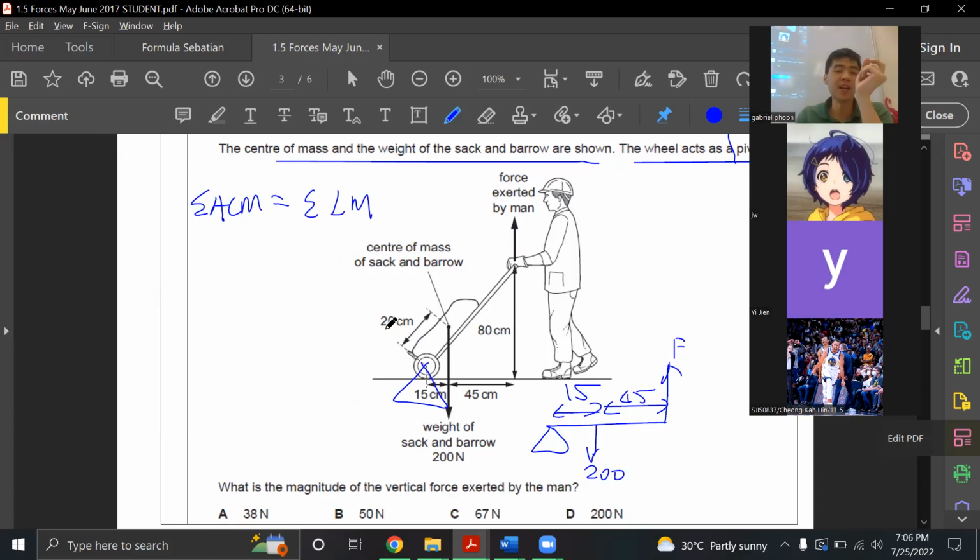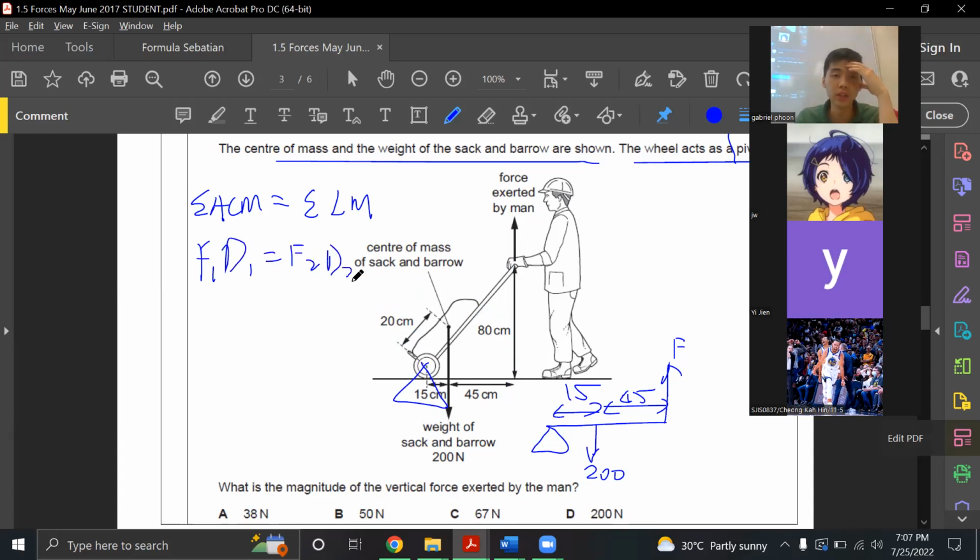I want to emphasize that this and this is useless information. Why? Because they are not perpendicular. This 80 is parallel with this force, useless. This 20 is neither parallel nor perpendicular to any of the forces, so it is definitely useless. Right. So from here, it's just F1 d1 equals F2 d2.